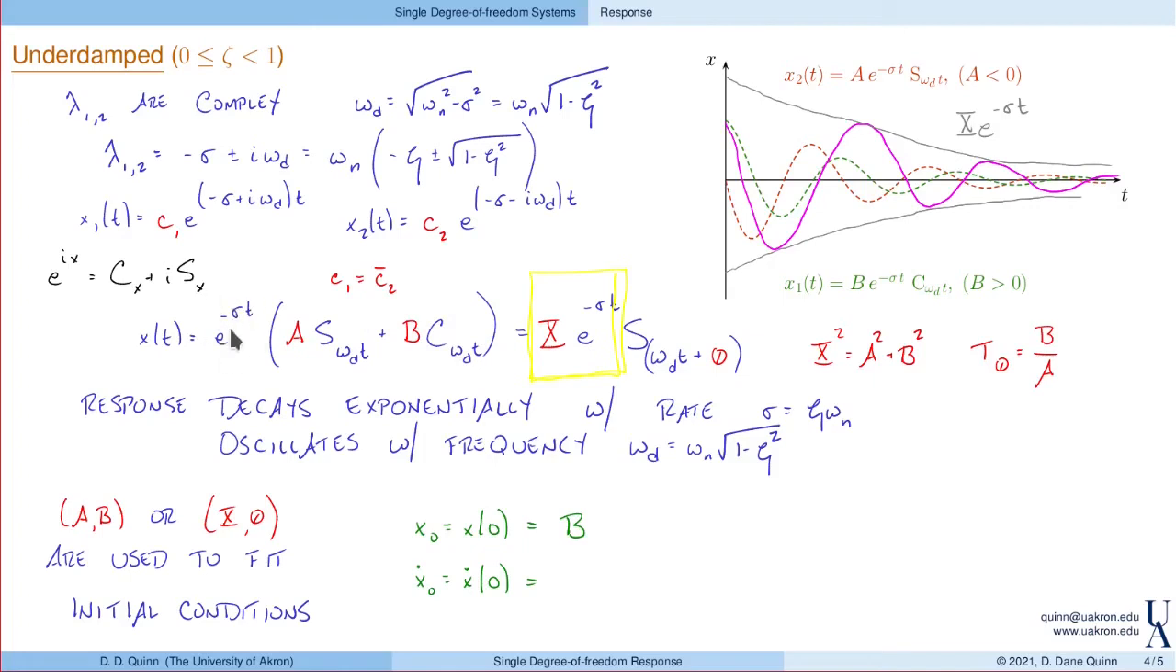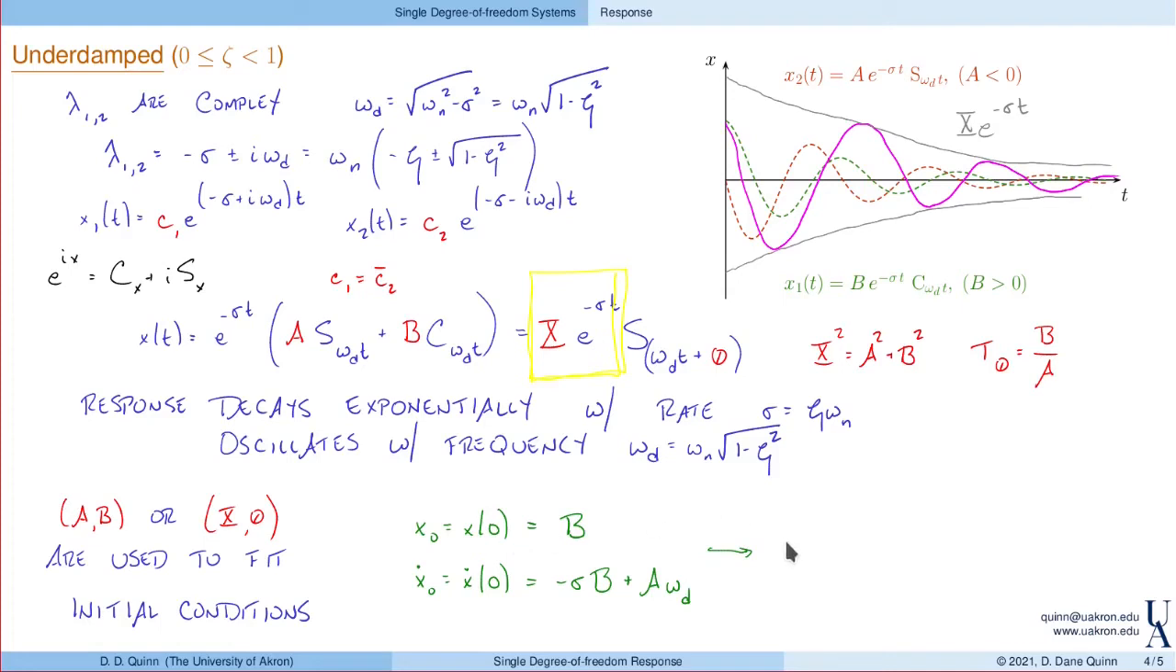Okay, so the derivative of e to the minus sigma t is minus sigma. And then when I evaluate e to the minus sigma t at 0, I get 1. And then this piece evaluated at 0 gives me b. Doing the same, this is 1, and then I take the derivative of what's inside, and I get plus a omega d. So I have these two equations. I have x0 equals b, x naught dot is this quantity, and I just want to solve for a and b. Well, that's easy enough.